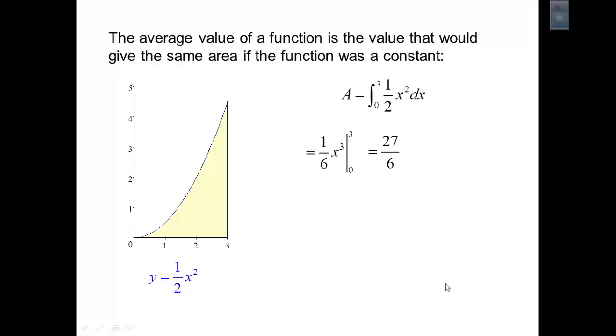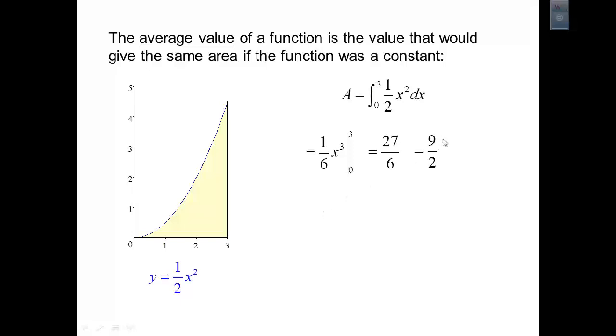And we end up getting 9/2. All right, so that is the shaded area here, this tan area. And what we're looking for is what the value would have to be if we were to have a rectangle with a constant value from 0 to 3 that would have the exact same area.